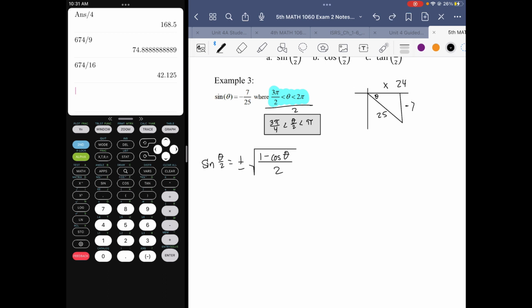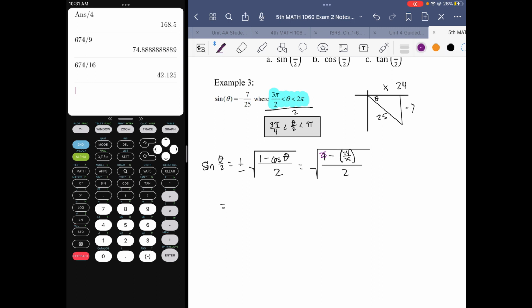So all students take calculus. The only one that should be positive is sine, but we are working with sine, so this actually should be a positive. And then we need the cosine of normal theta. The cosine would be the adjacent over the hypotenuse, so 24 over 25. And all of that needs to be divided by 2. So we can turn this into 25 over 25 pretty quickly, which means that we actually get the square root of 1 over 25 over 2. And then this becomes the square root of 1 over 50.